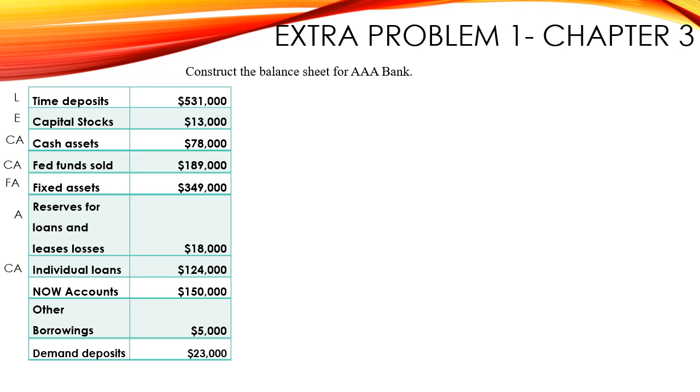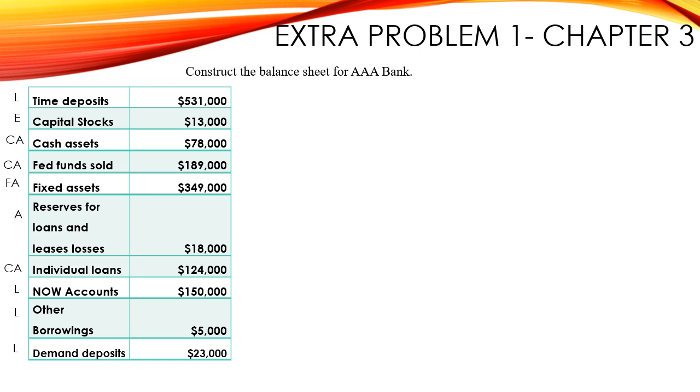Individual loans, of course, these are assets and current assets specifically. NOW accounts, they are considered as liabilities. Other borrowings, of course, they are liabilities. And finally, the demand deposits, of course, they are liabilities.